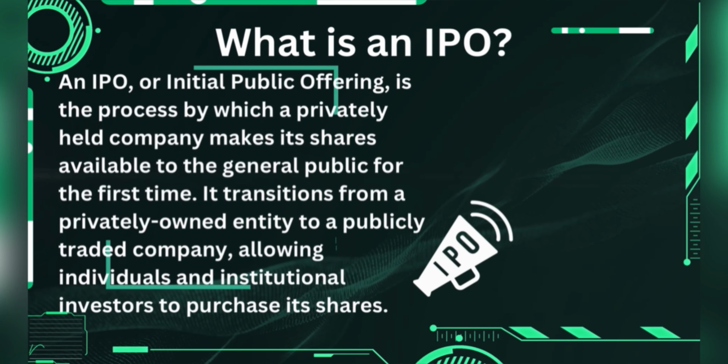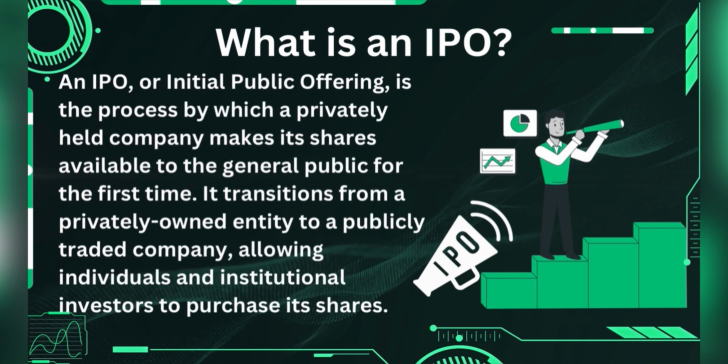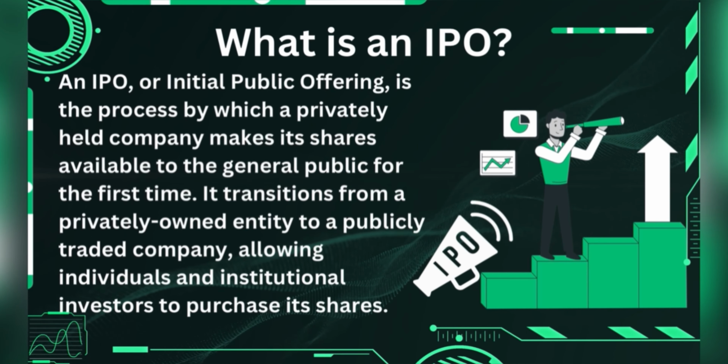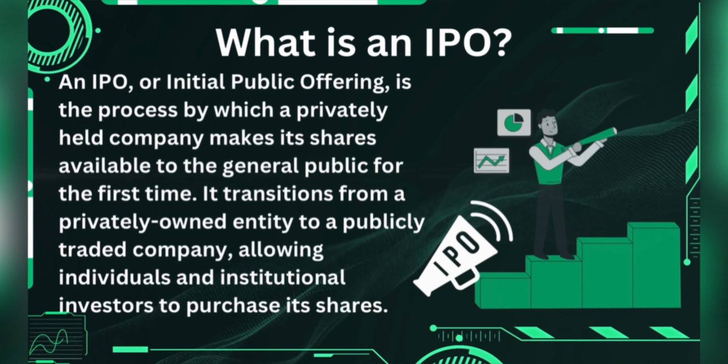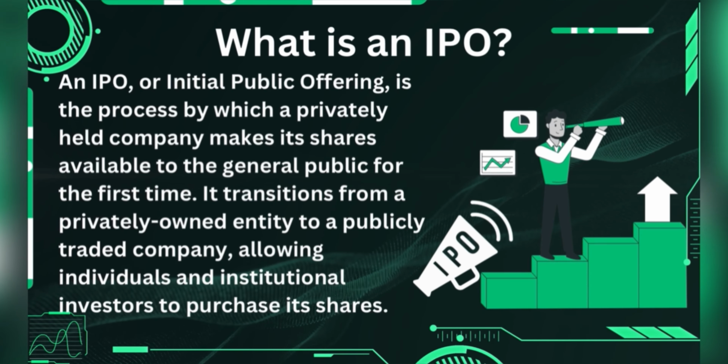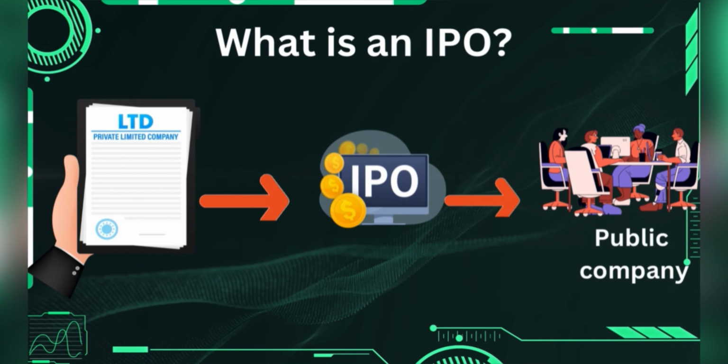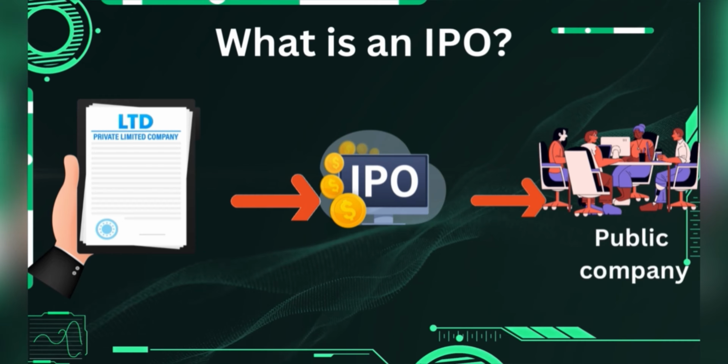What is an IPO? When a private company first sells shares of stock to the public, this process is known as an Initial Public Offering, IPO. In essence, an IPO means that a company's ownership is transitioning from private ownership to public ownership.